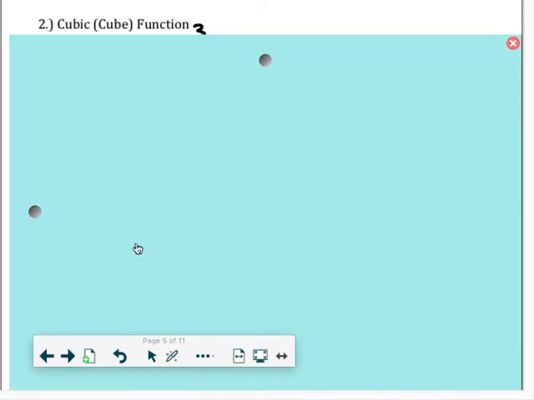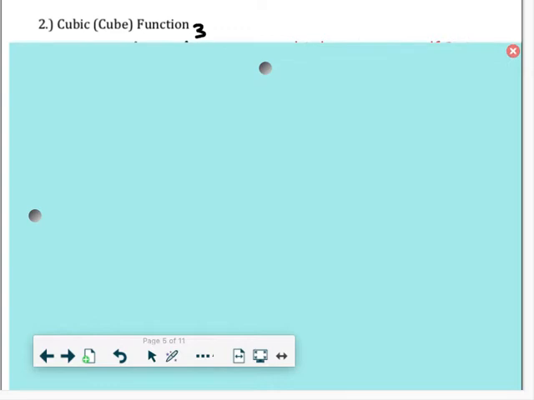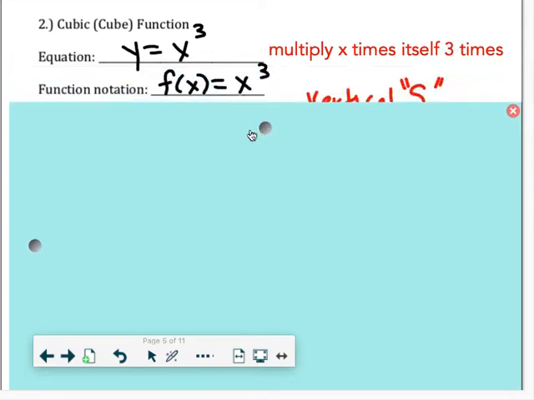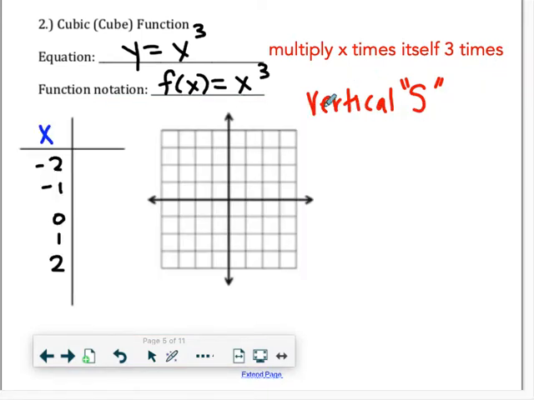Look at the next one, cube. So cube or cubic is very similar to squared or the quadratic, and that is the equation is y equals x cubed. The mathematics that's happening in this equation is multiplying x times itself 3 times. Function notation, simply f of x equals x cubed.